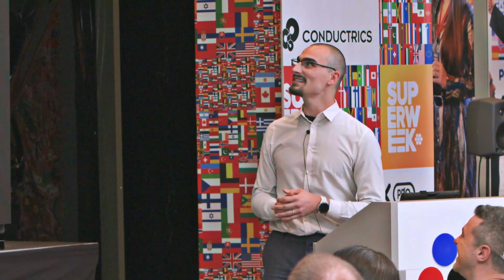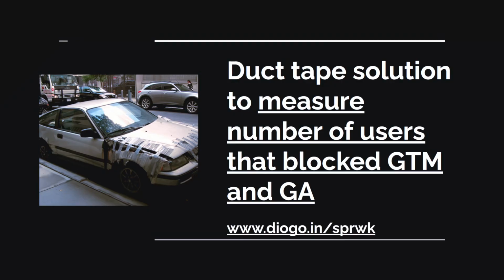Last time I presented the duct tape solution to measure the number of users that block GTM or GA through JavaScript. The URL still works, so I kept the duct tape solution this time still. So still, that's the idea.